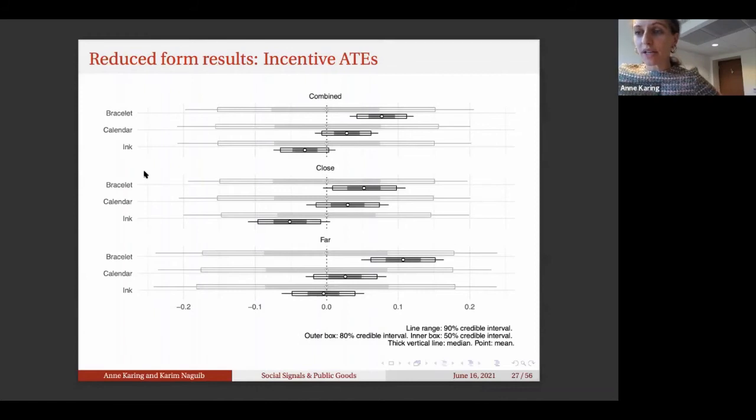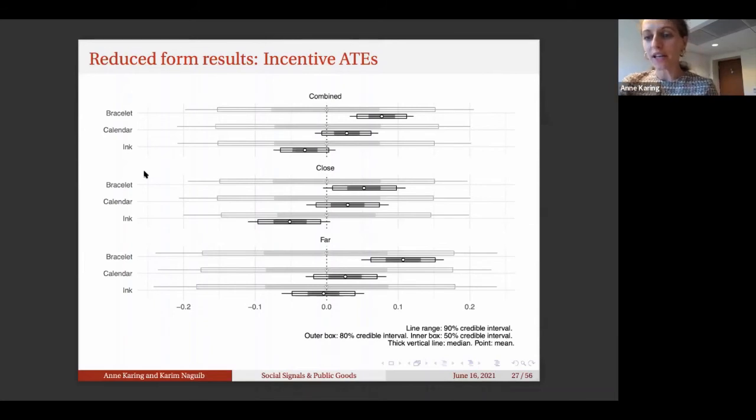Now, interestingly, when looking at how these effects play out by separating far and close communities, if you first pay attention to the calendar, you can see that for the calendar treatment, treatment effects did not really vary by distance. So regardless of whether individuals had to walk afar or a close distance, the private incentive equally increased take up. However, for the bracelets and also for the ink incentive, we can see that treatment effects increased by a lot. I mean, less negative for ink, but for bracelets it actually more than doubled.